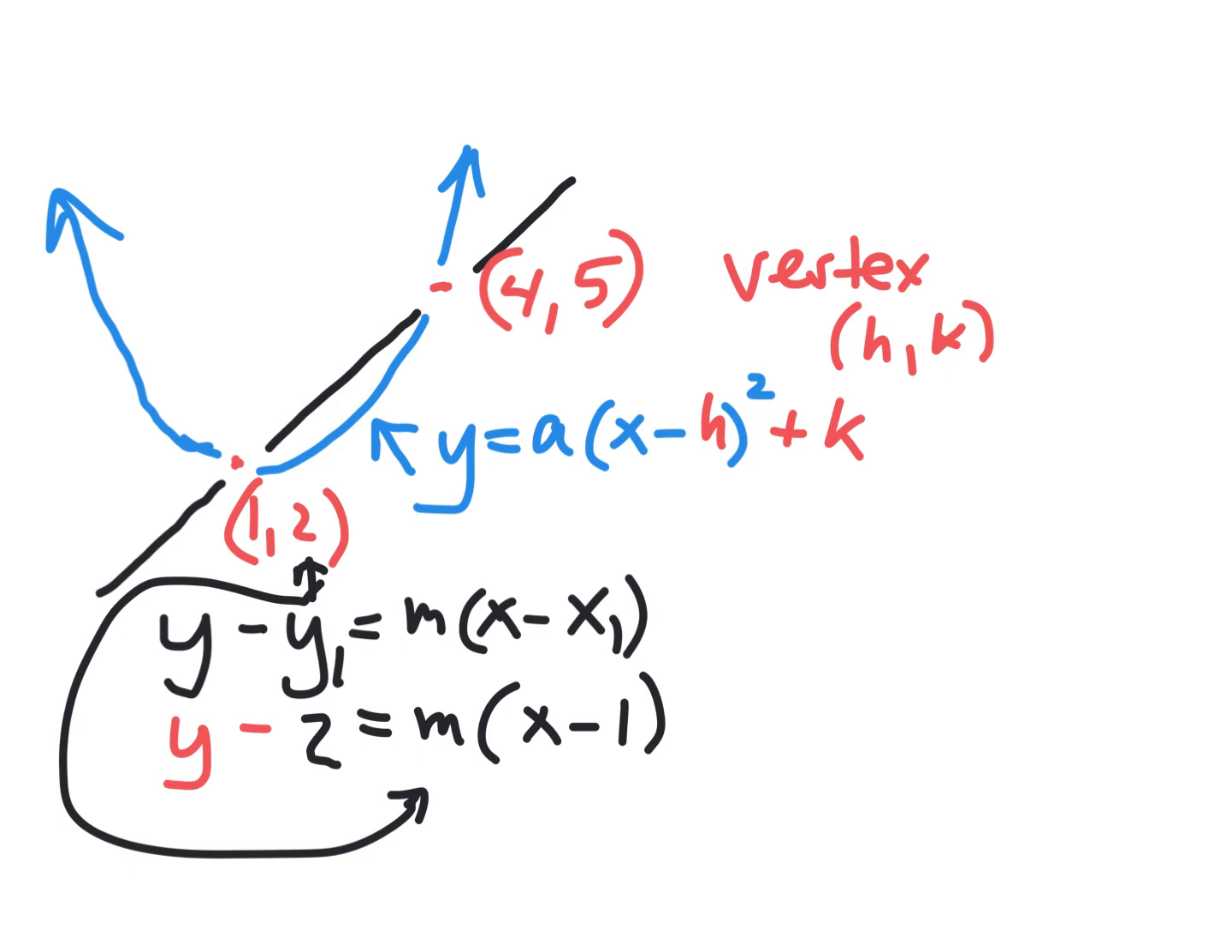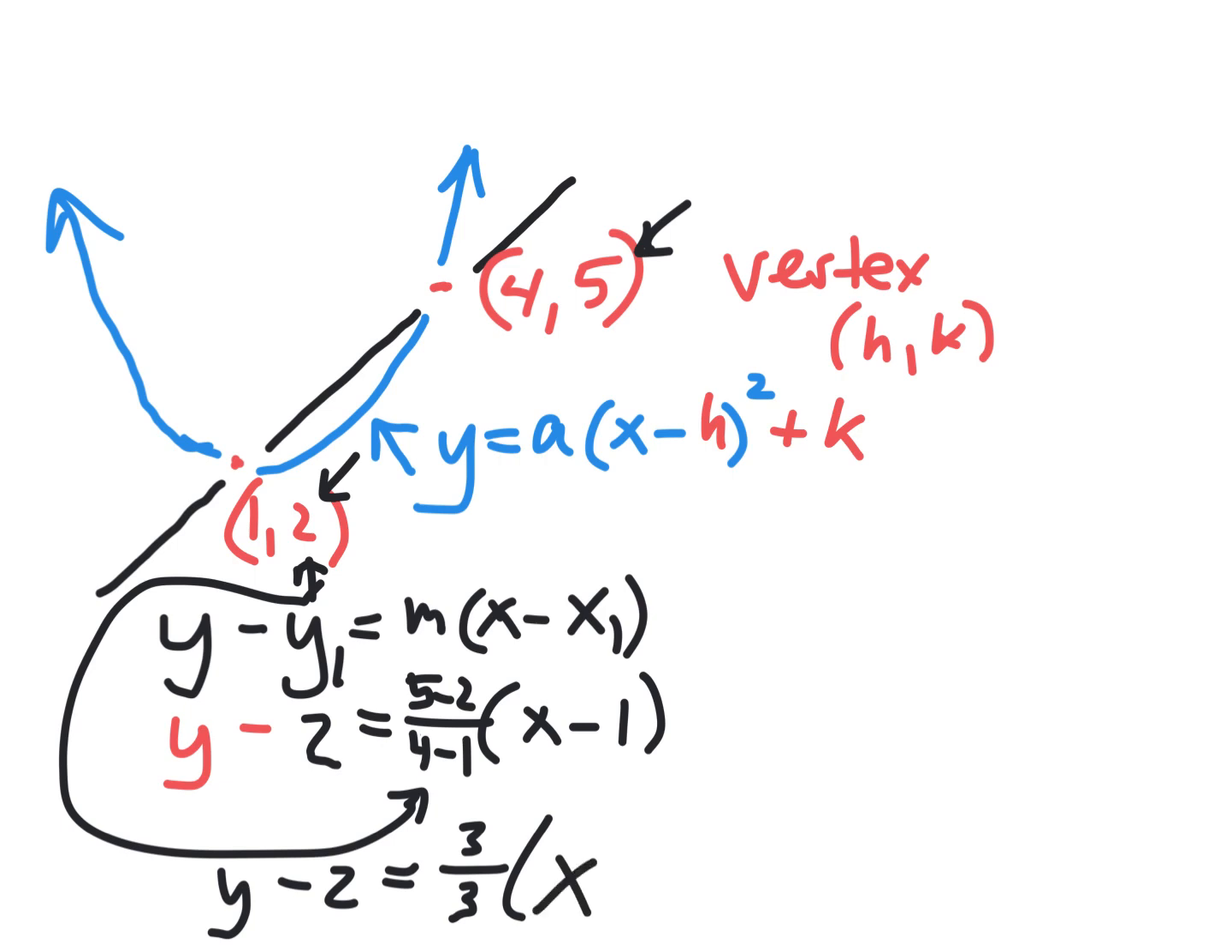And then how do you get the slope between these two? The slope is where you subtract the y's over you subtract the x's. So here's my subtract the y's, 5 minus 2. I'll just write it in there for you so it's really good notes. 5 minus 2 over 4 minus 1. And that simplifies down to y minus 2 equals 5 minus 2 is 3 over 4 minus 1 is 3 times x minus 1. There's my equation.